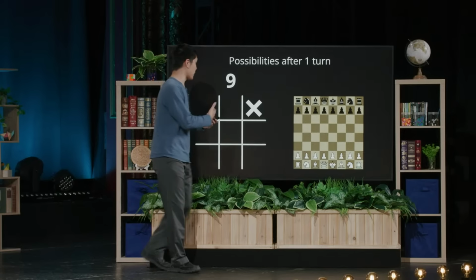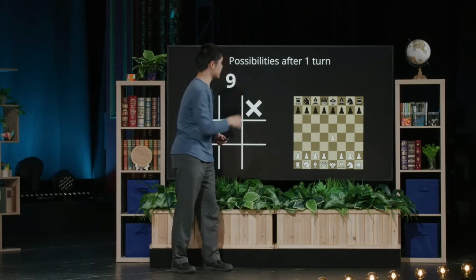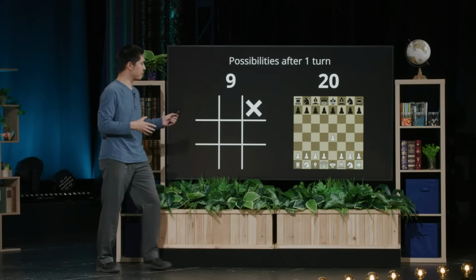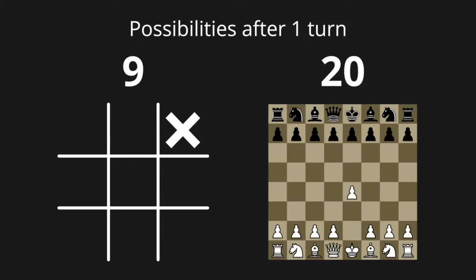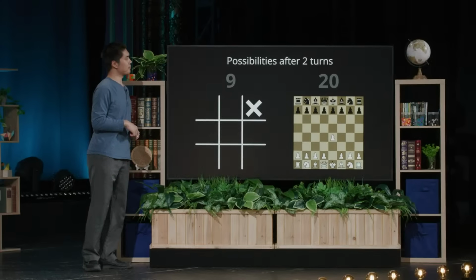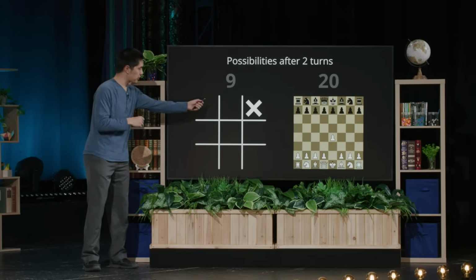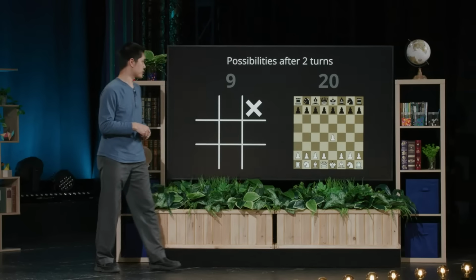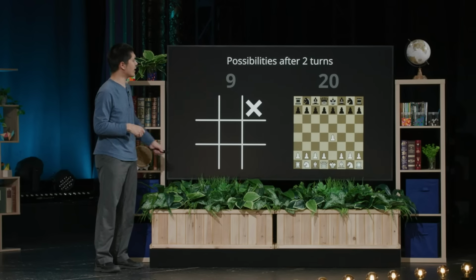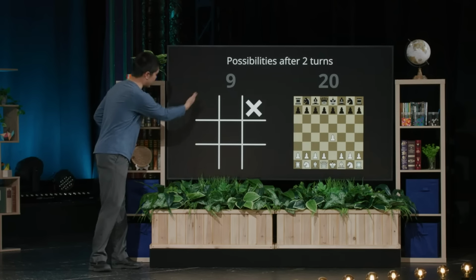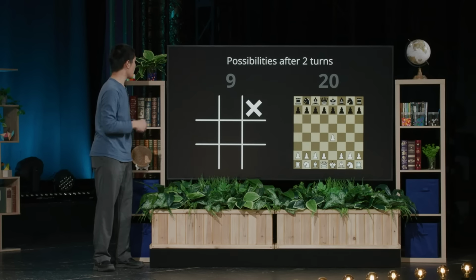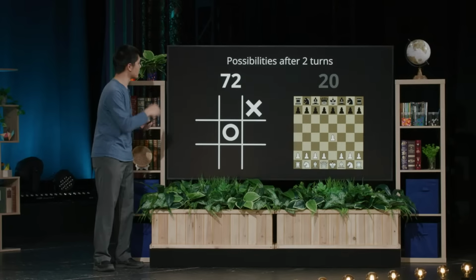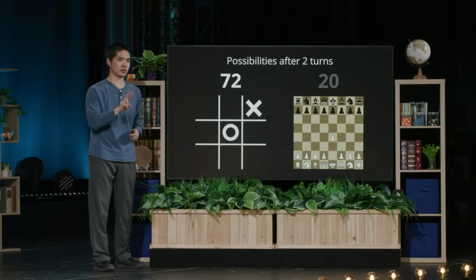Meanwhile, in a game of chess, we discussed there are 20 different possibilities for how you can make the first turn in a game of chess. So after one turn, 9 possibilities in a game of tic-tac-toe, a little more than double that for a game of chess, 20 different possibilities. But now let's consider possibilities after 2 turns, after X gets a turn and then O gets a turn, or after the white pieces get 1 turn and then the black pieces get 1 turn. Well, in this case in tic-tac-toe, after X has taken 1 spot, O has 8 remaining places where O can place their O. And so that leads to 9 times 8, or 72 possible ways this game could play out in a game of tic-tac-toe after just 2 turns.